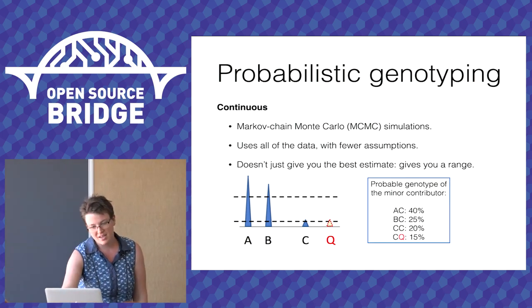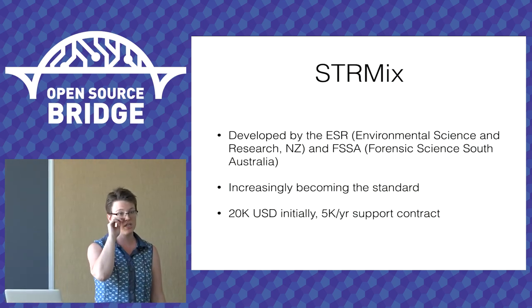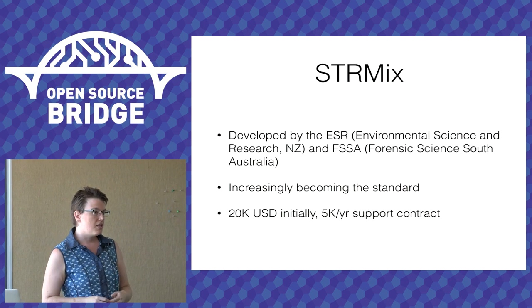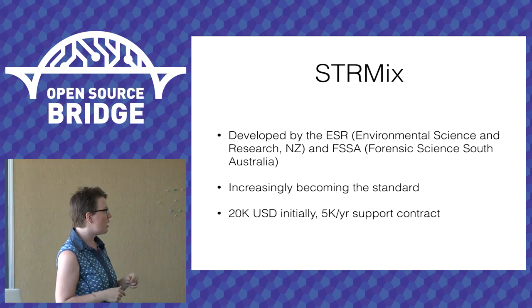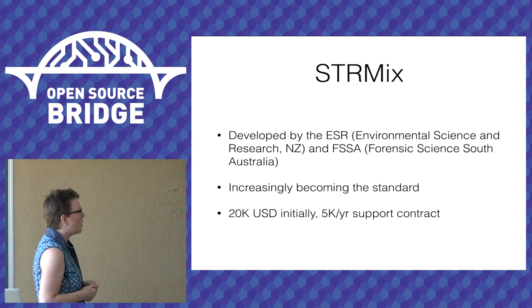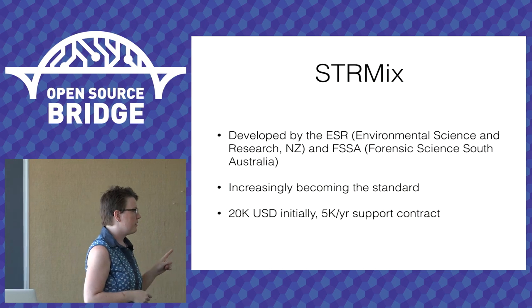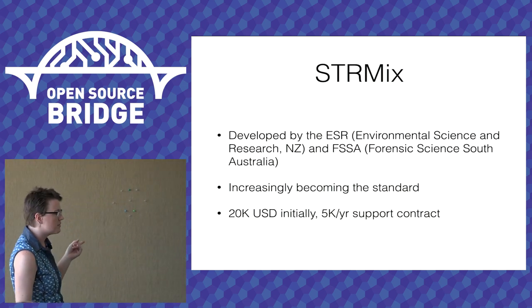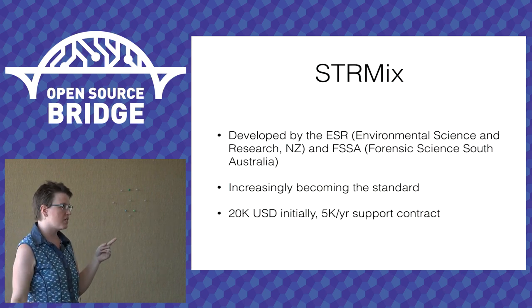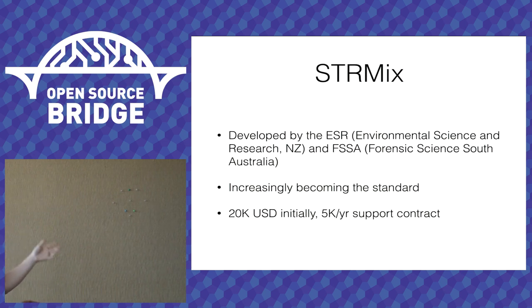This is more complicated. It's not open source. I can't show you an example of it. The best software to do this is a package developed by the government DNA labs in New Zealand and South Australia called STRMix. This is really hot right now. A lot of the big federal agencies and state agencies have purchased it. I just audited the ATF's lab, Alcohol, Tobacco, Firearms, and Explosives. They have a DNA lab. It's becoming the standard. However, it's 20 grand.